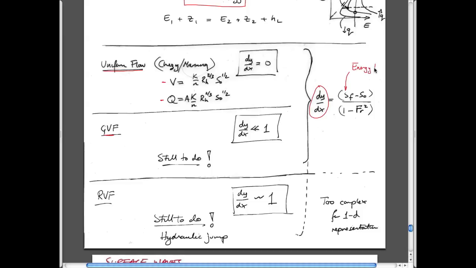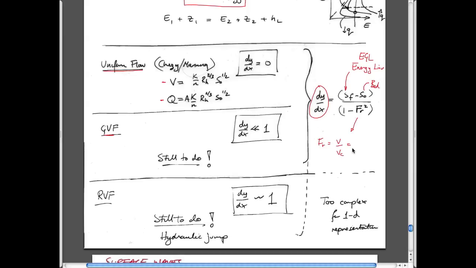Sometimes we call it EGL, energy grade line. And this is the slope of the bed on the bottom. And this is the Froude number. We haven't really revisited that lately. It's one of our three favorite non-dimensional numbers. It's the ratio of the velocity of flow divided through by the velocity of the celerity wave.